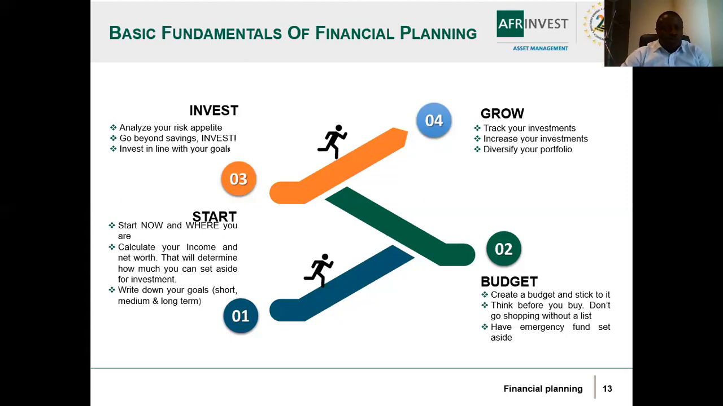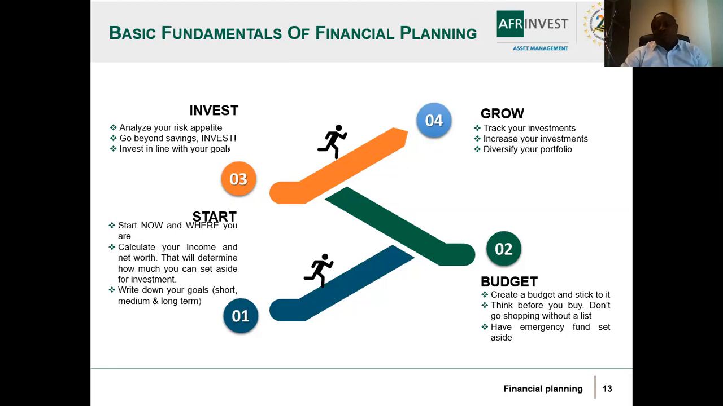Then 2, budgeting. My colleague spoke extensively on personal financial planning the last time we had the webinar. He dealt extensively with budgeting. Now, you need to create a budget for yourself and stick to it. When you don't have a budget, your financial plan is bound to fail. So create a budget and stick to it.